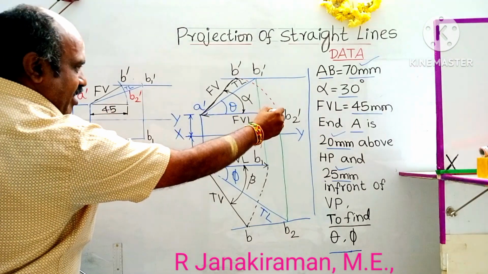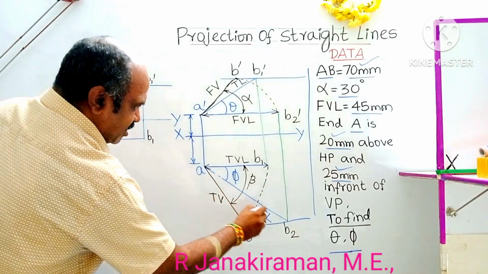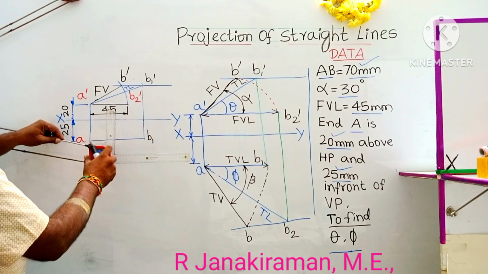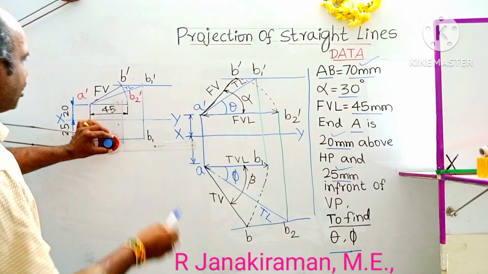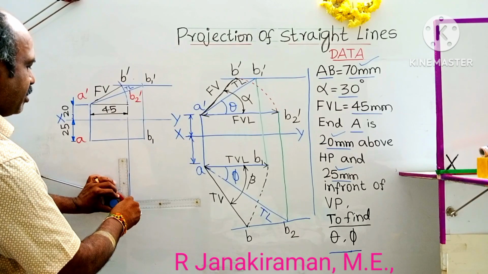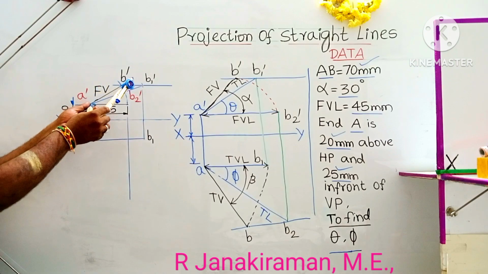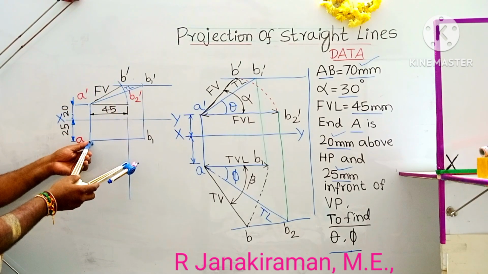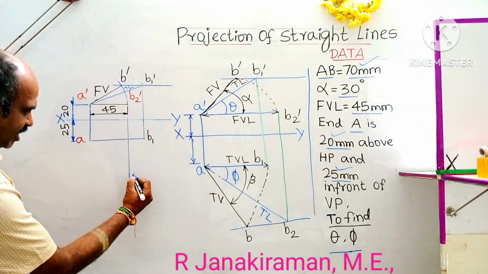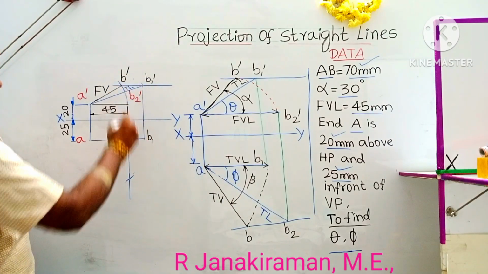From B2 dash, draw a vertical downward projector where it intersects with the true length, marked as B2 in the top view. So again, repeat, from B2 dash draw a vertical projector downward where it intersects with the true length. True length we know as 70 mm, given in the question. Take the true length in your compass. This is also the true length, A dash B1 dash. Cut an arc with A as center on this downward projector. It cuts it here. This point of intersection shall be marked as B2 dash means B2.